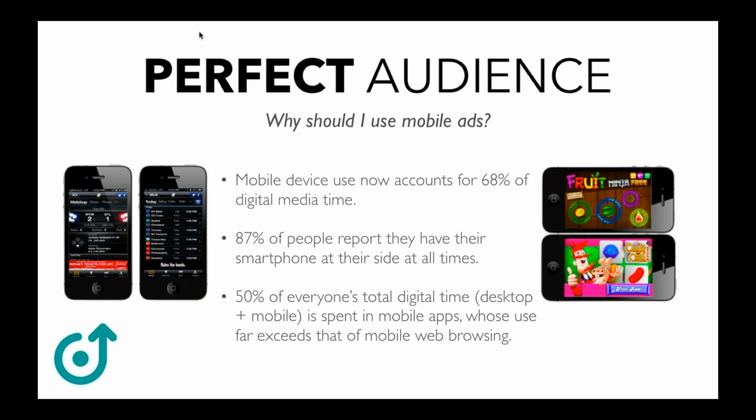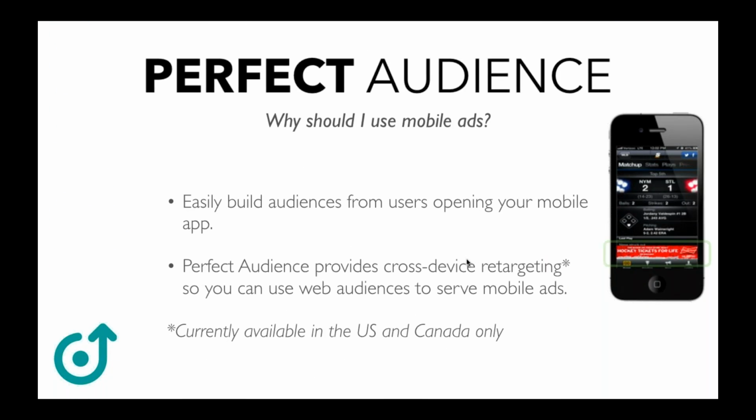And at Perfect Audience, we support a couple different types of mobile ads. There's the mobile banner ads, which you can see here on the left-hand side, which I'm sure you've seen on your phones if you're browsing a website. They're just like what you would see on a desktop, just smaller. And then there's what we call interstitial ads. These are the full screen ads that might pop up in the middle of a game or something like that if you're using an app. And both ads are supported with Perfect Audience.